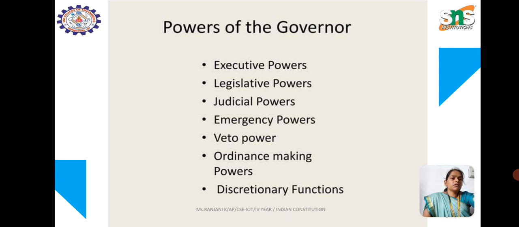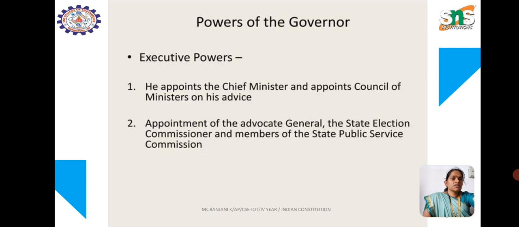The governor has various powers. First one is executive powers, next is legislative powers, and third is judicial powers, and also emergency powers, veto powers, ordinance making powers and discretionary functions. The executive power is that he appoints the chief minister and appoints the council of ministers on his advice, and also the appointment of the advocate general, the state election commissioner and the members of the state public service commission. This is the executive power of the governor.